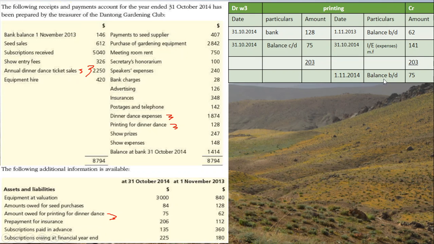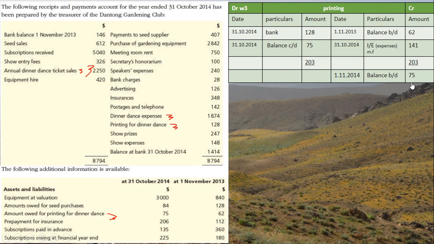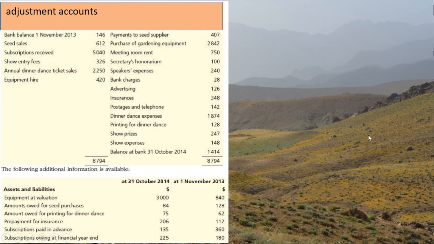So now again you have a closing balance as payable out here. This needs to be shown in the statement of financial position as a liability. Down here you have printing 75. So that's how it is presented. So we go to next ledger.